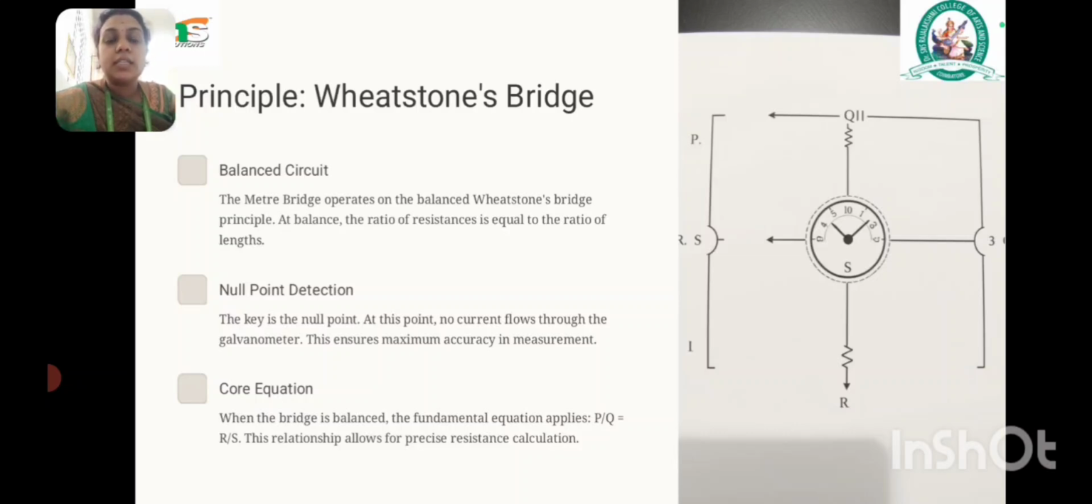The key is the null point. At this point, no current flows through the galvanometer, so there is no deflection in the galvanometer. This ensures maximum accuracy in measurements. And then core equations. When the bridge is balanced, the fundamental equation is P by Q equals R by S. This relationship allows precise resistance calculations. So the galvanometer shows null deflection in the Wheatstone bridge experiment.